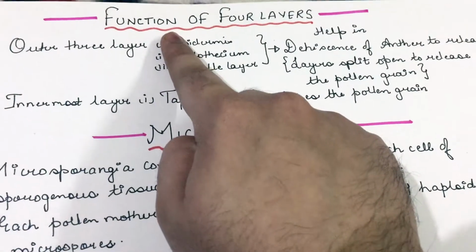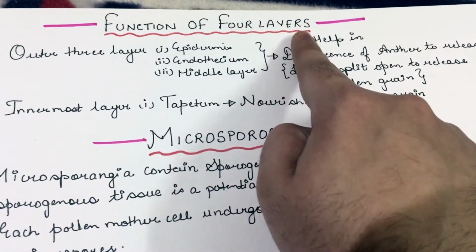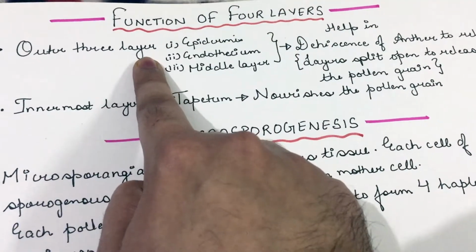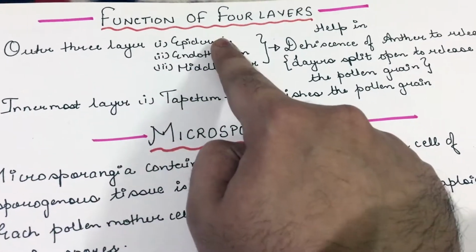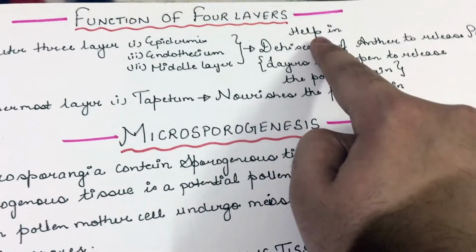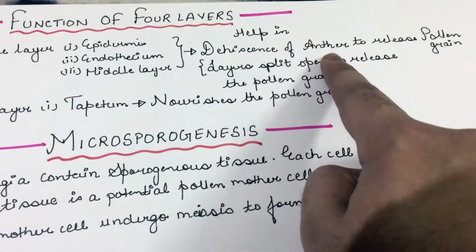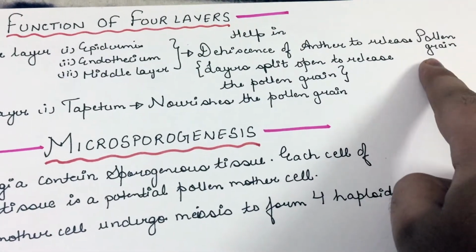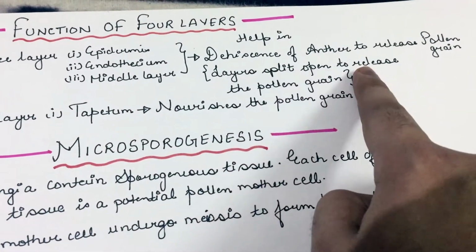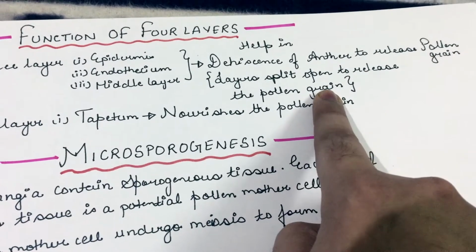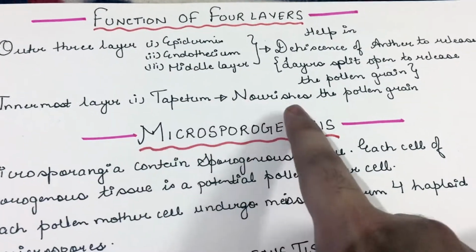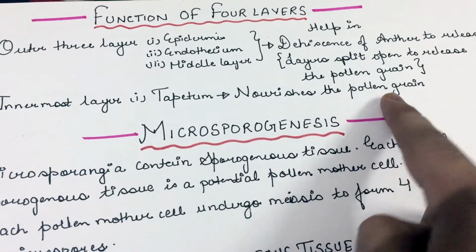Now let us look at the function of the four layers of microsporangium. The outer three layers, that are epidermis, endothecium, and middle layer, help in dehiscence of anther to release pollen grains. That is, these layers split open to release the pollen grains. While the innermost layer, that is tapetum, nourishes the pollen grains.